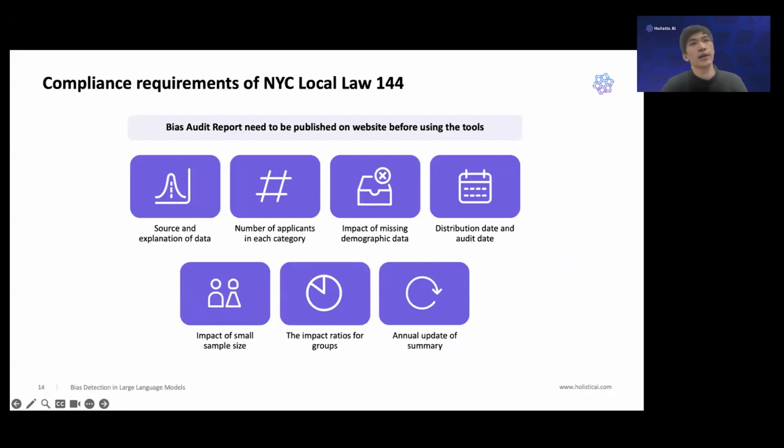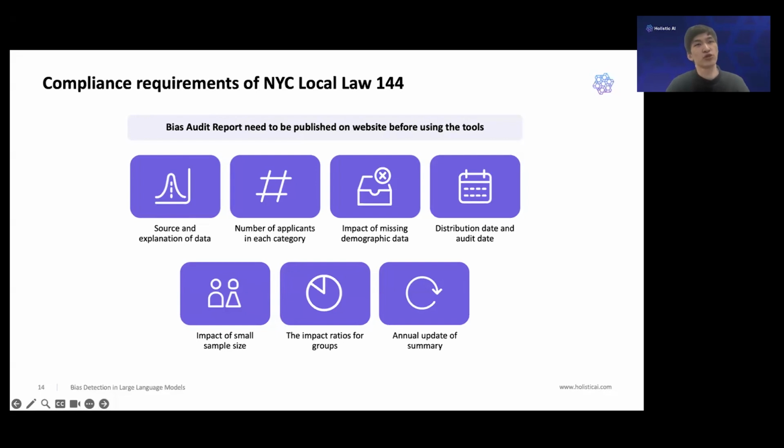So let's now cover other compliance requirements of NYC Local Law 144. Before using any AEDT, companies must publicly disclose several key pieces of information on their website in their bias report. This transparency obligation is very important to ensure that the tools are being used fairly and responsibly. And here's what needs to be published. The first is the source and explanation of the data used by the tools. The second is the number of applicants evaluated in each demographic category. And the third one is the impact of missing demographic data and how it affects the tool's performance.